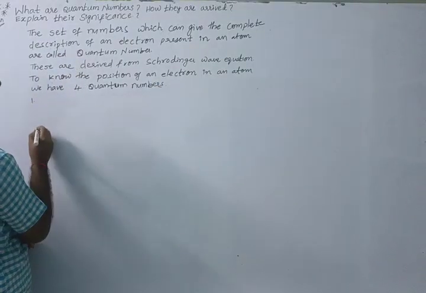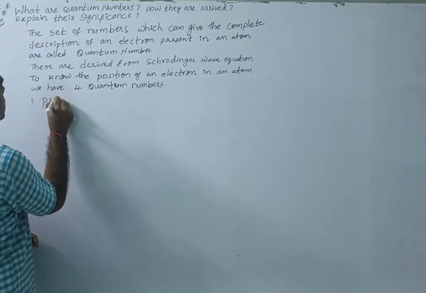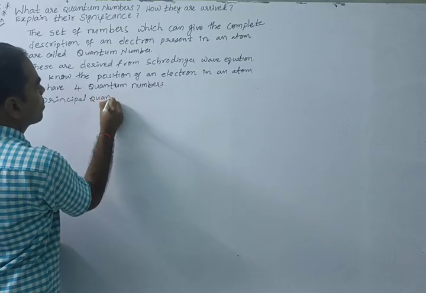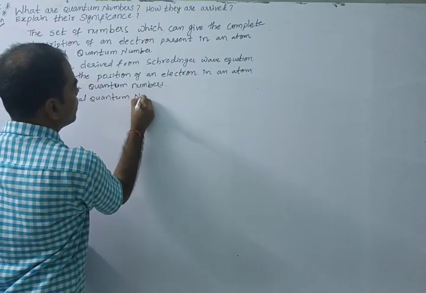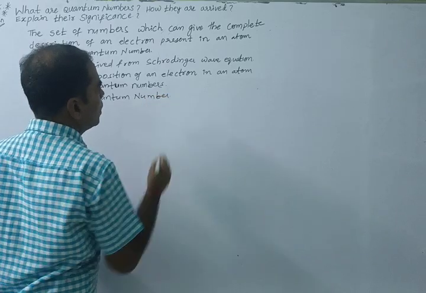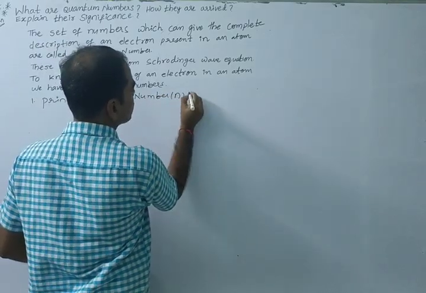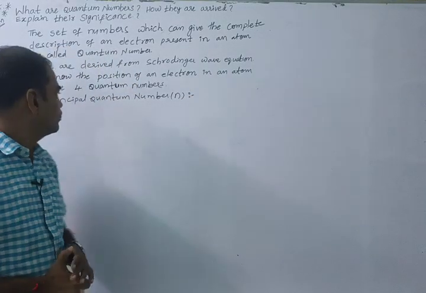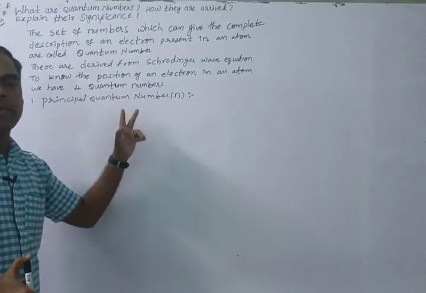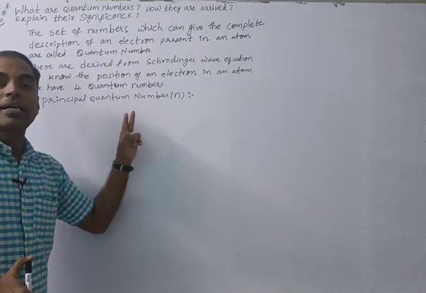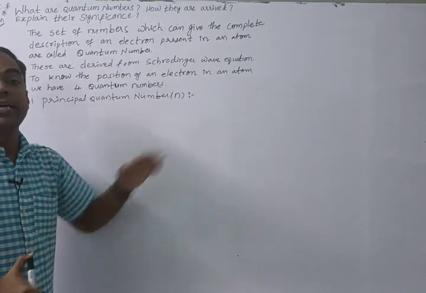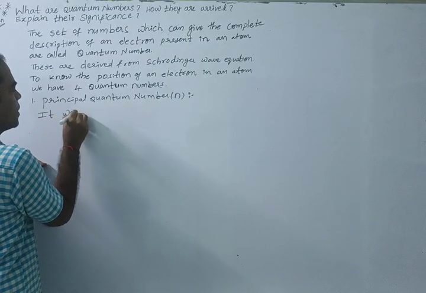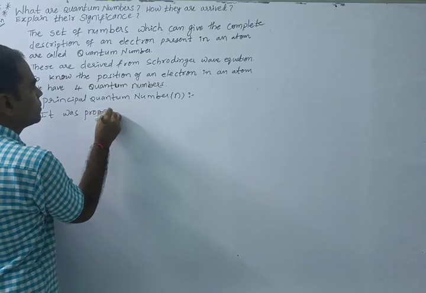See, the first one is the principal quantum number. Now let us discuss the significance one by one. First of all, what is the principal quantum number? The principal quantum number was proposed by Niels Bohr.